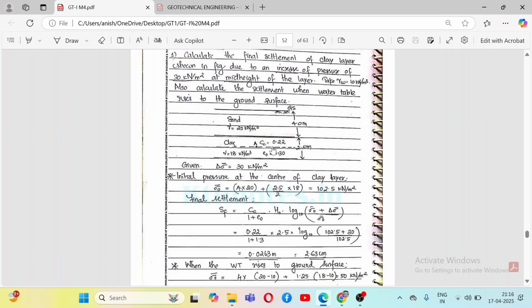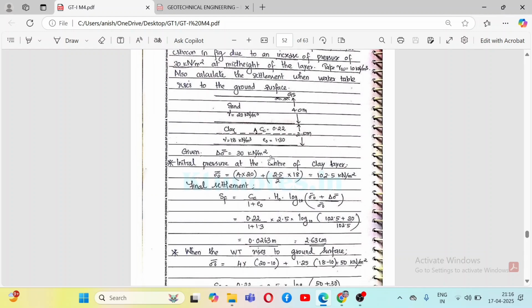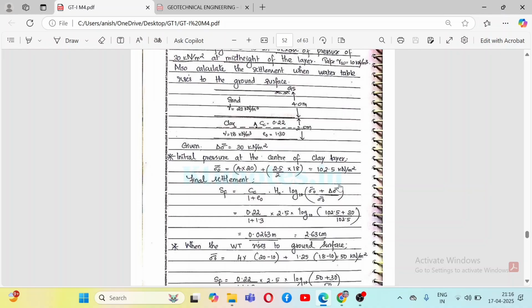Okay, so CC, the compression index, is given here. Initial void ratio is also given. So delta sigma dash, that is the increase of pressure, is given as 30 kilonewton per meter square. So initial pressure at the center of the clay layer can be taken as sigma naught dash is 4 into 20 plus 2.5 divided by 2 into 80. Okay, you get 102.5 kilonewton per meter square.